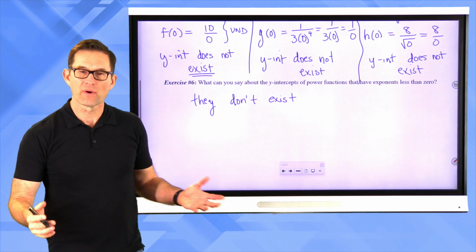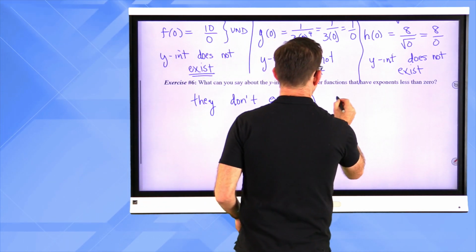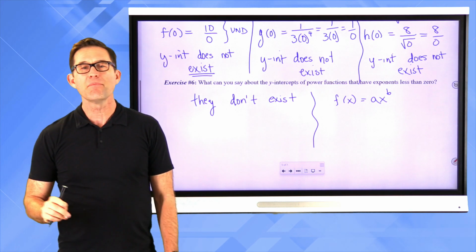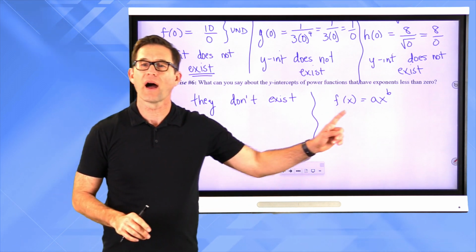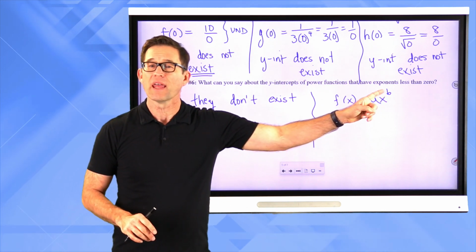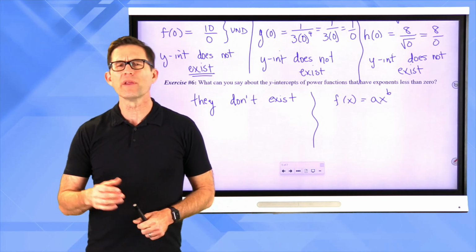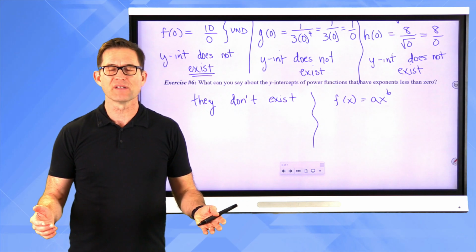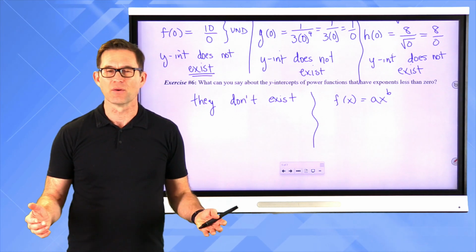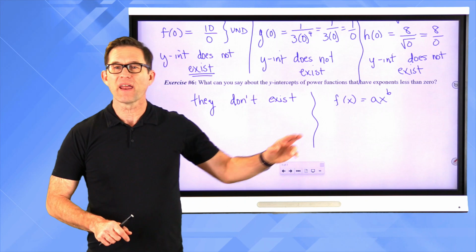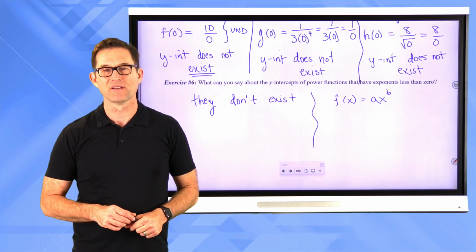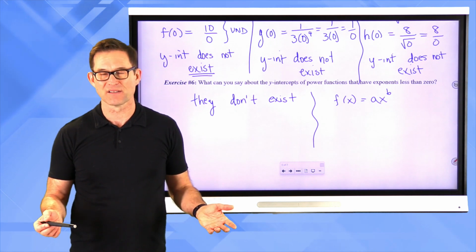Because ultimately, if you look at a power function, f of x equals a times x to the b, it basically boils down to this: I've got x raised to an exponent. If that exponent is positive, then I'm really thinking about multiplying. So if x is 0 and I'm multiplying by 0, then I'm going to get 0. But if that exponent is negative, then I'm going to be dividing. And if I divide by 0, then I get something that's non-existent.